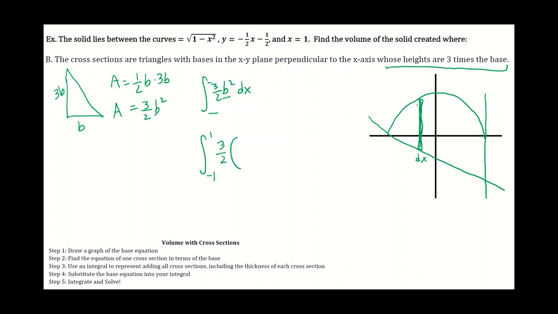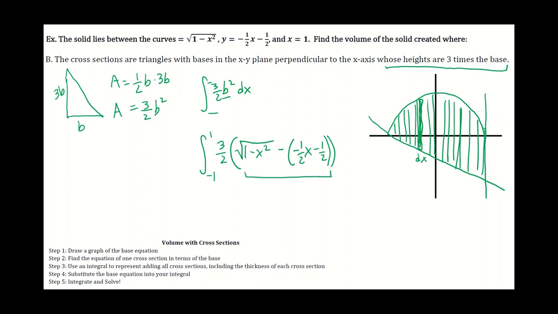And then your base, again, if you think about all of these bases, all of them have a length that is in between the upper function and the lower function. So the base is going to be, again, the square root of 1 minus x squared minus (-1/2 x minus 1/2). So that's the base. This whole thing is the base, upper minus lower, squared, and then dx. So that's your integral when you have slices that are triangles where the height is 3 times the base.